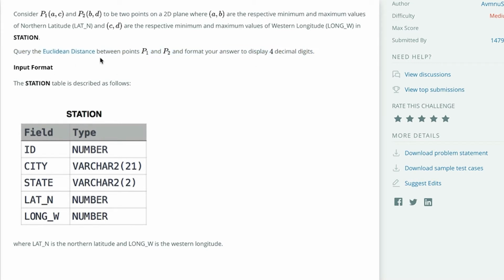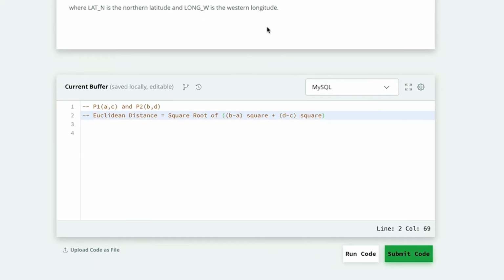In this question, we have to find the Euclidean distance using SQL. So let me tell you how the Euclidean distance is calculated. The Euclidean distance between two points P1 and P2 is calculated using the formula: square root of (B minus A) squared plus (D minus C) squared. That is, the square root of the sum of (B minus A) square and (D minus C) square.